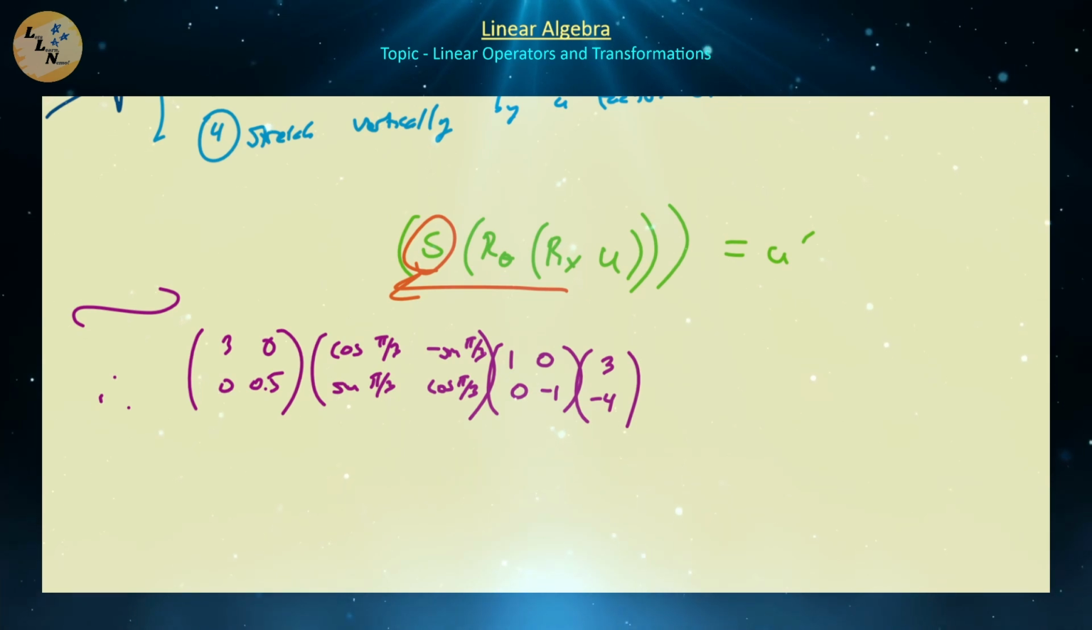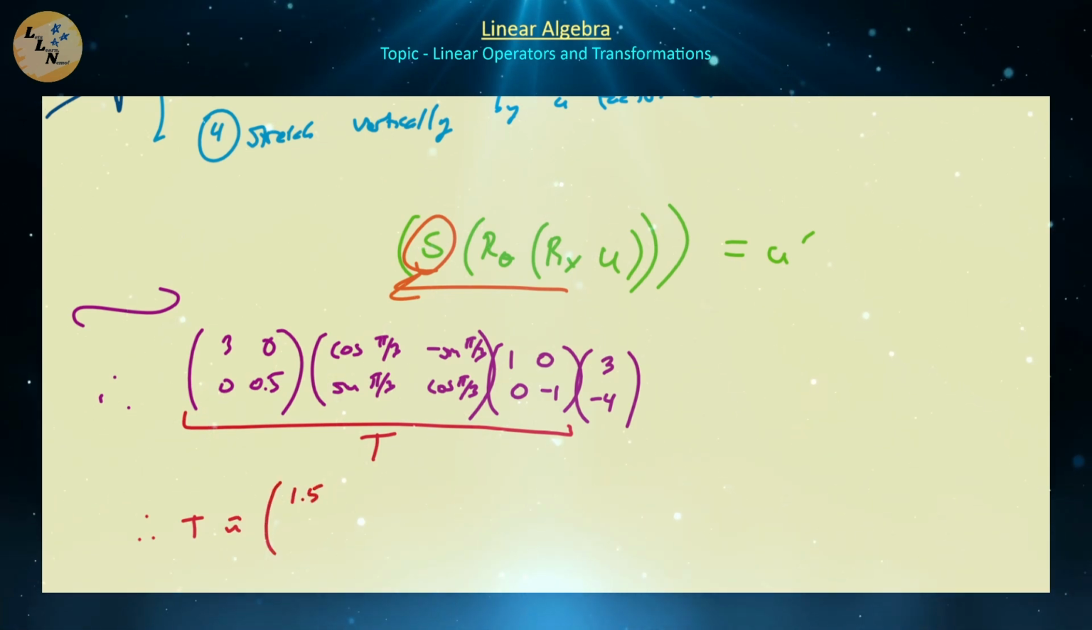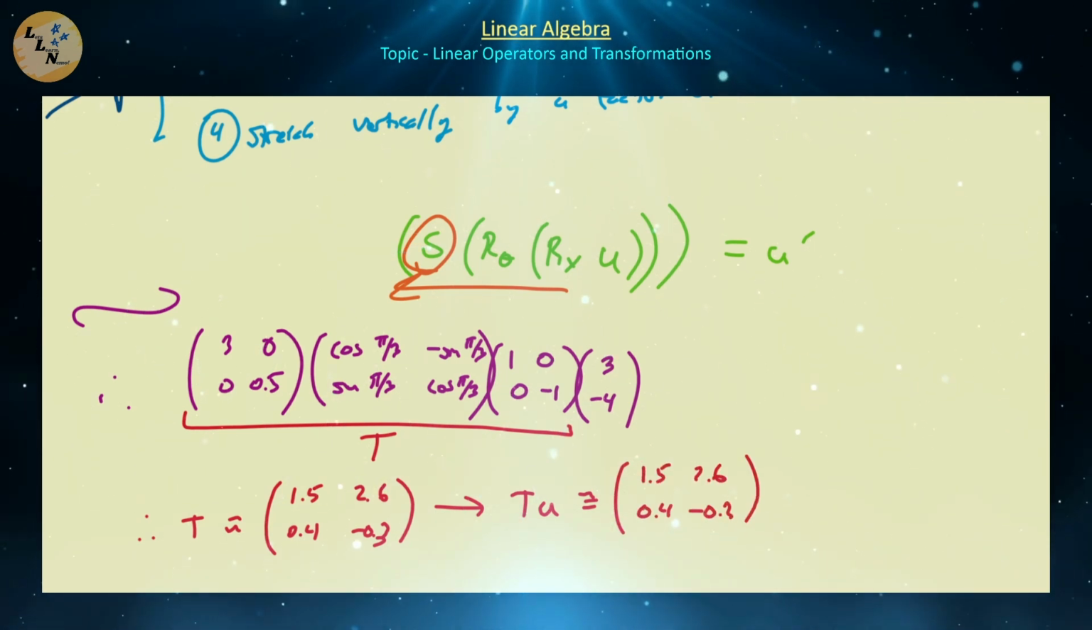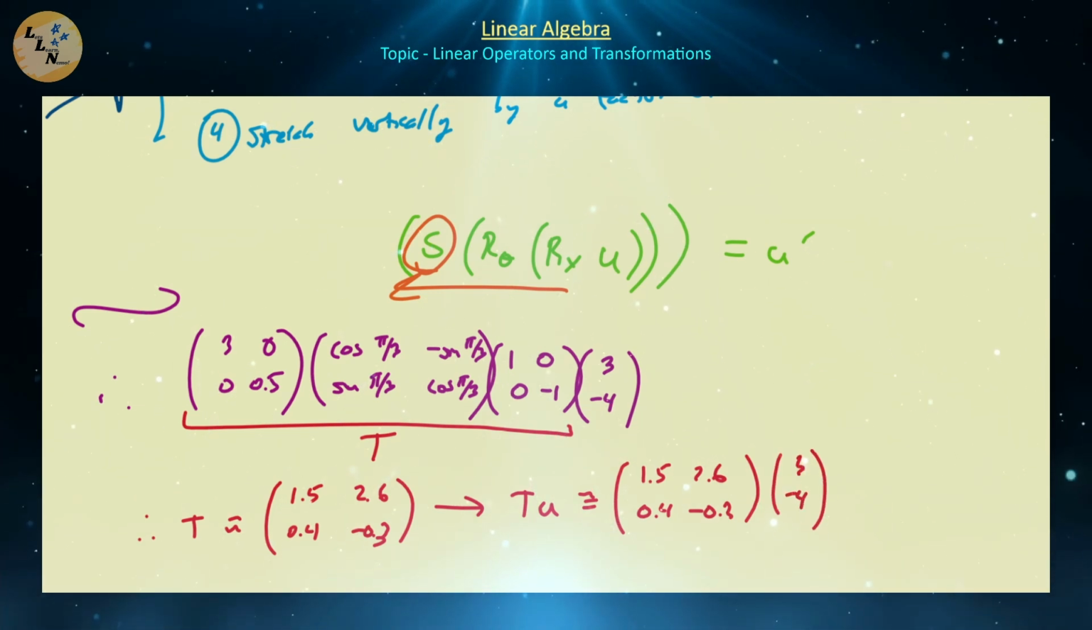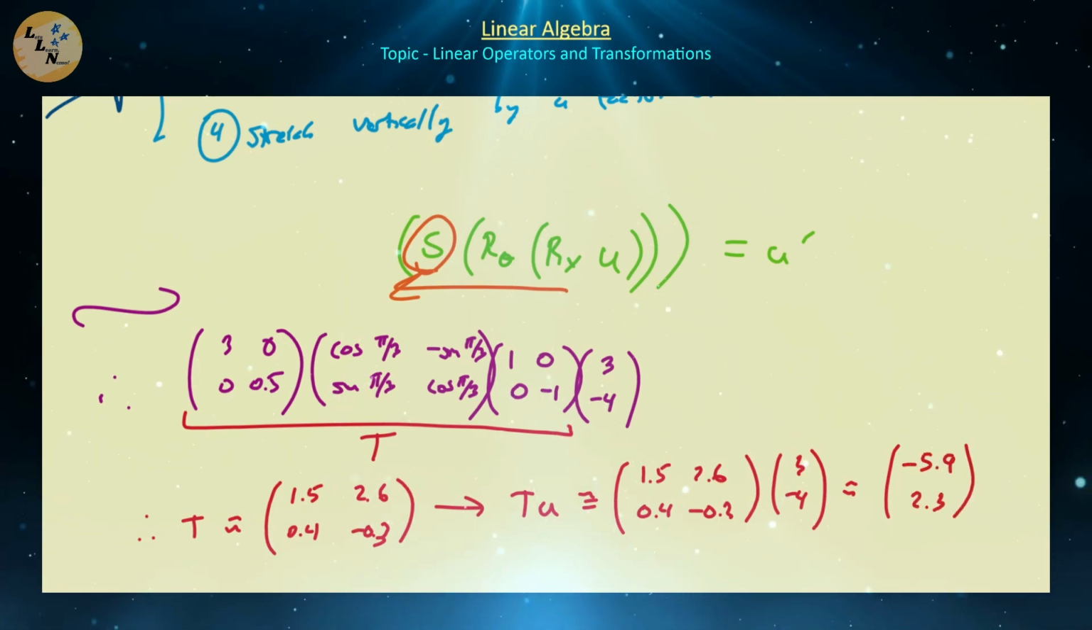Right? So you can, of course, multiply those matrices first, and let's assume we call that transformation T. One should be able to show that T is approximately equal to [1.5, 2.6; 0.4, -0.3]. So this matrix T does those things. So once you have T, then Tu is going to be approximately [1.5, 2.6; 0.4, -0.3] times the vector [3, -4], and that's going to be approximately equal to the vector [-5.9, 2.3], and that's the resulting vector after you apply each of these transformations.